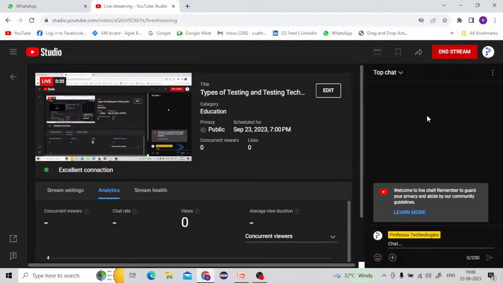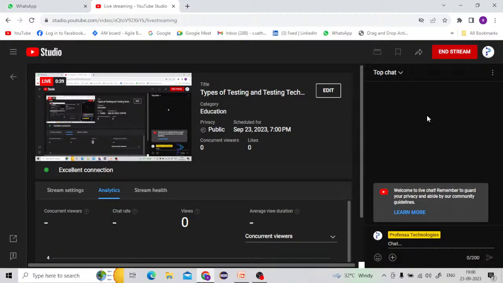Okay. So in the last session we discussed the levels of testing, nothing but what the levels of testing are. I think we discussed four levels of testing. The first one is unit testing, the second one is integration testing, the third one is system testing, and the fourth one is acceptance testing.